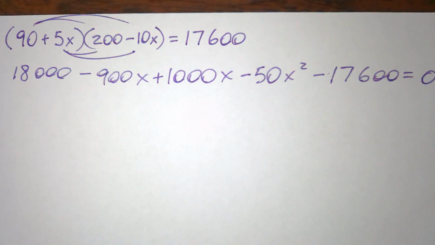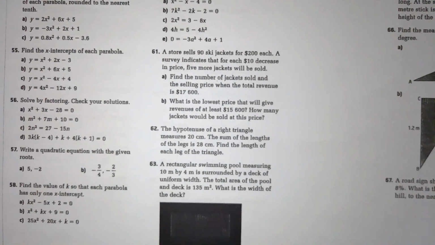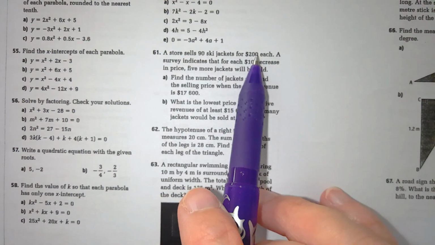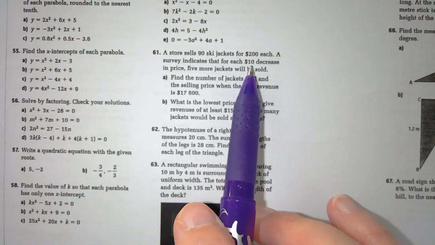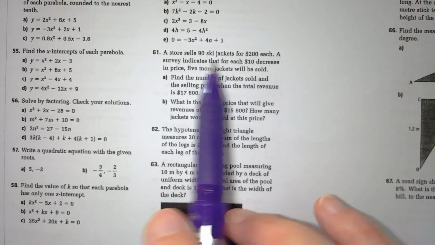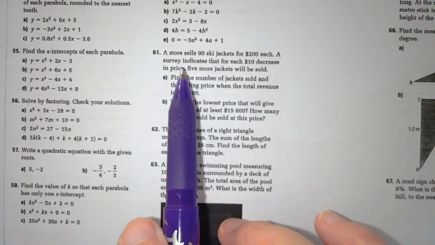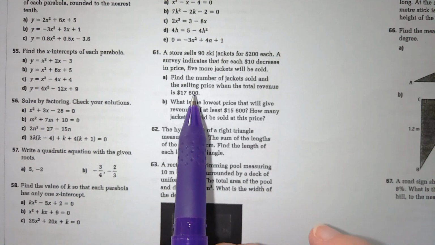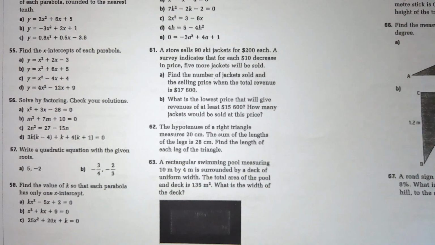Okay. So some practice questions. This is number 61 from your package. Just to show the question again really quickly. You can sell 90 jackets, priced at 200. But if I decrease the price by $10, I can sell an extra 5 each time. If I can make a total revenue of 17,600, how many jackets will that be?